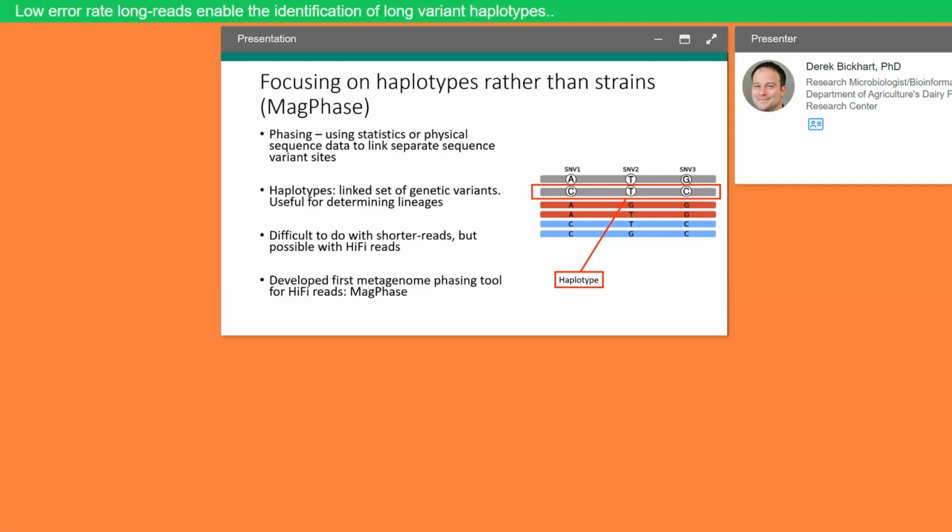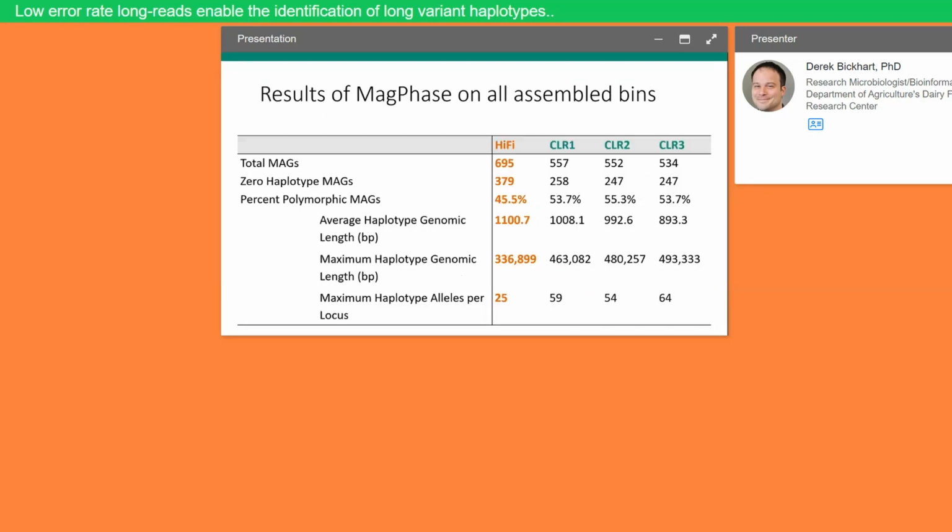So we are the first group that attempted to apply this to metagenomes, and we've created a tool called MagPhase, which exclusively uses hi-fi reads to identify and distinguish haplotypes in metagenomes. This is a table of the results from MagPhase, and what we were able to find is that MagPhase was capable of linking and phasing variants up to 500 kilobases in length, which is a substantial proportion of a typical bacterial genome size of 4 megabases.